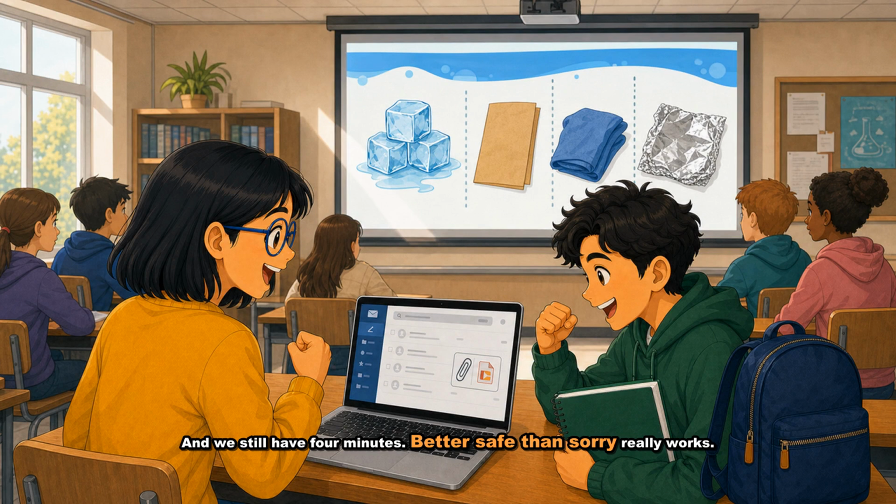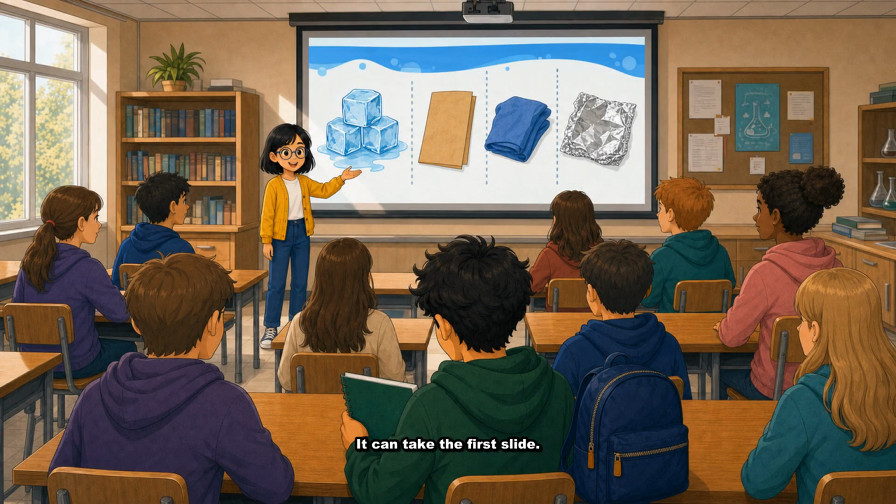Better safe than sorry really works. Your backup is officially the most prepared member of our group. It can take the first slide. Our experiment asks which material keeps ice cold the longest. Nice start. The new plan is working out. We tested paper, cloth, and coil, then compared the results.